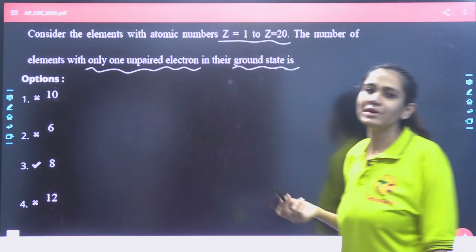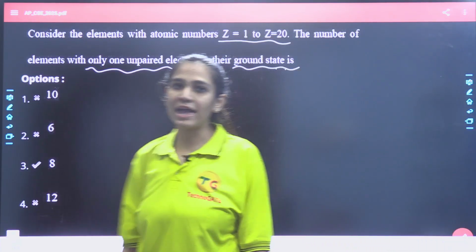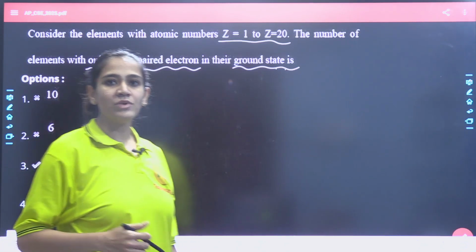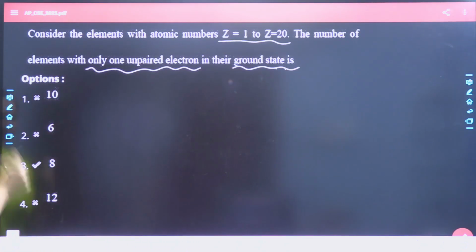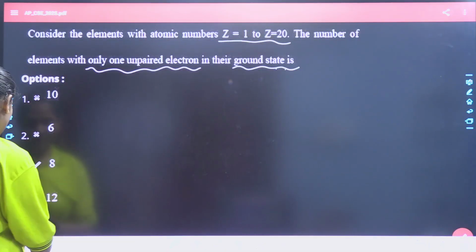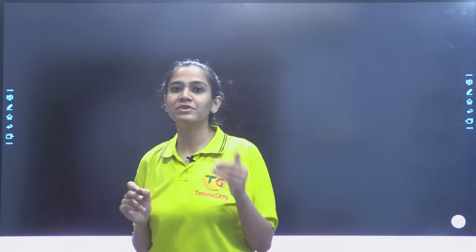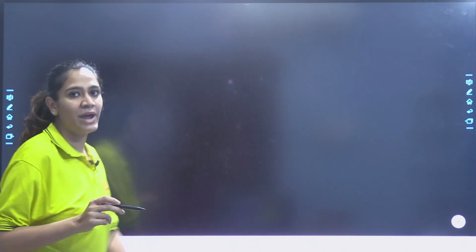Ground state simply means when an element is not in the excited state. We are talking about their regular electronic configurations. So, very easy. What would we do? We would write the electronic configuration of all the elements from 1 to 20, and we would see how many elements have only one unpaired electron.